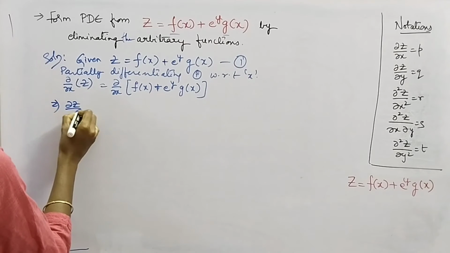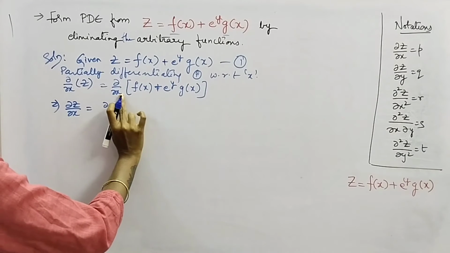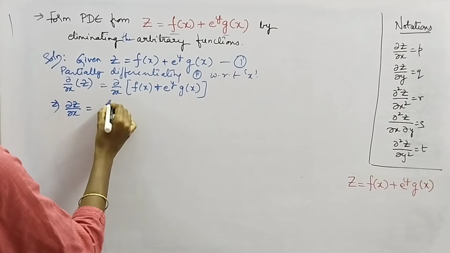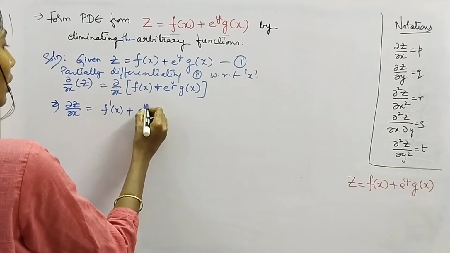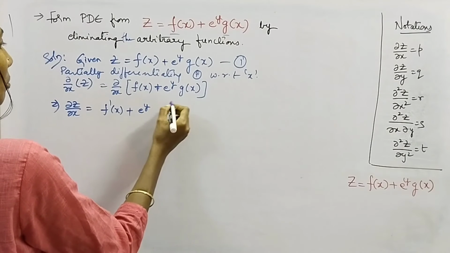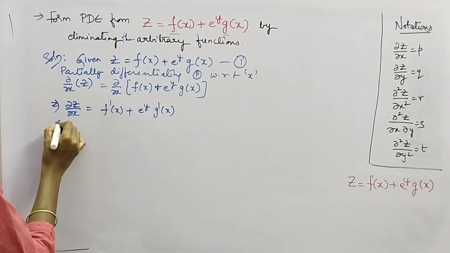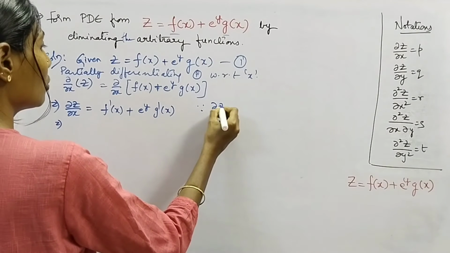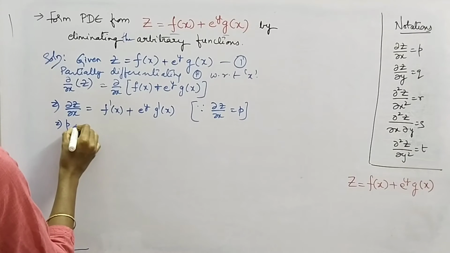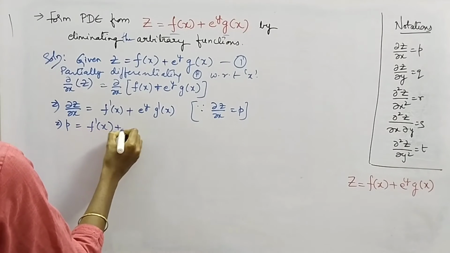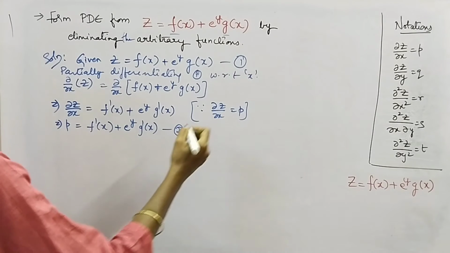This gives us dou z by dou x equal to the partial derivative of f of x with respect to x, which is f dash of x, plus, here e power y is constant, right? You'll get e power y into the partial derivative of g of x, which is g dash of x. Here we have a notation, dou z by dou x equal to p. So we'll replace it by p. We'll get p equal to f dash of x plus e power y into g dash of x. Consider this as equation number 2.